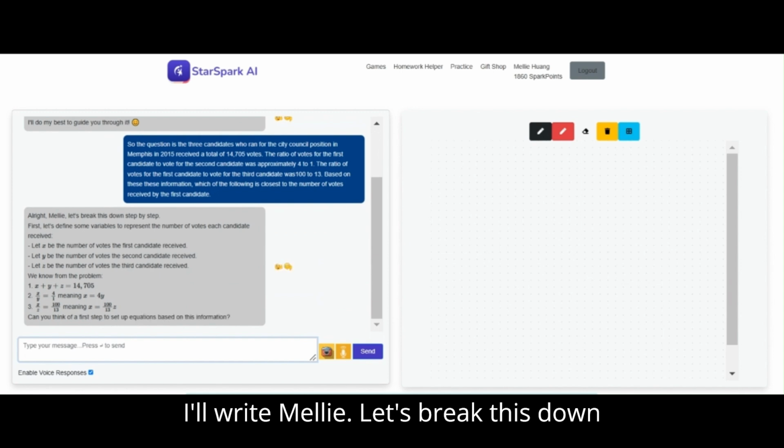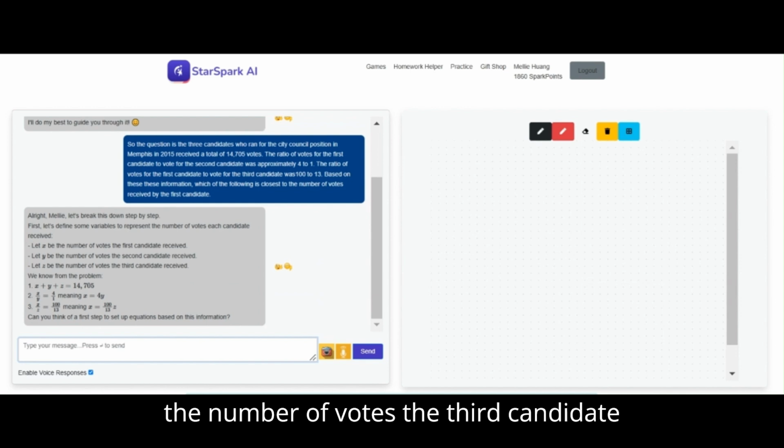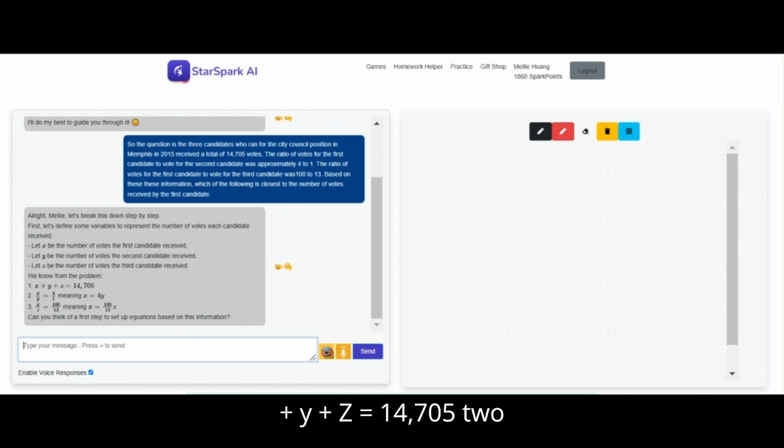Alright, Mellie, let's break this down step by step. First, let's define some variables to represent the number of votes each candidate received. Let x be the number of votes the first candidate received. Let y be the number of votes the second candidate received. Let z be the number of votes the third candidate received. We know from the problem: 1. x plus y plus z equals 14,705. 2. x divided by y equals 4 divided by 1, meaning x equals 4 times y. 3. x divided by z equals 100 divided by 13, meaning x equals 100 divided by 13 times z. Can you think of a first step to set up equations based on this information?